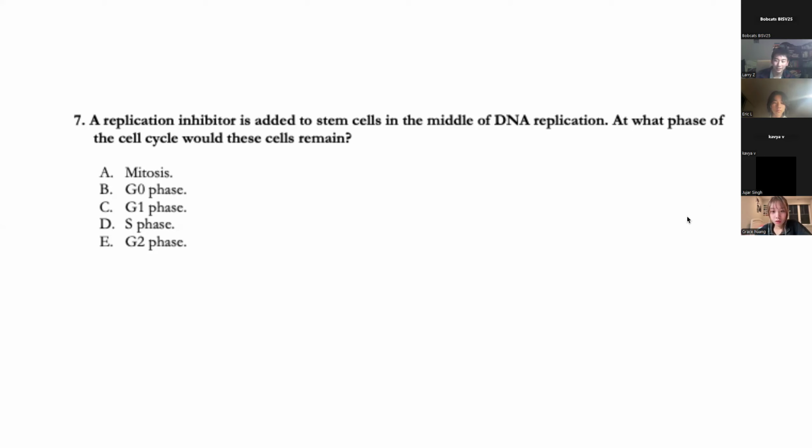Okay, that's good. So 10 out of 16 of you said D, which is right, because this inhibitor is stopping stem cells in the middle of DNA replication. And DNA replication happens in S phase, right? So it's stopping the cell in the middle of DNA replication, which means it's stopping the cell in S phase.